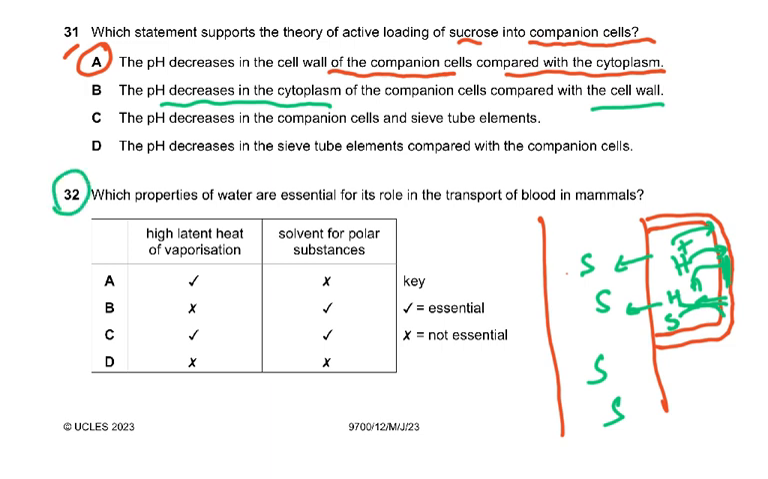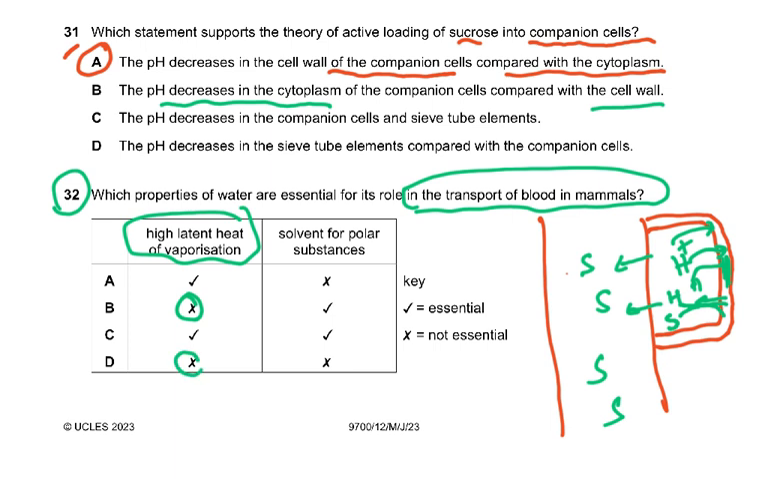Then question number 32. Which properties of water are essential for its role in the transport of blood in mammals? Now, it can't be high latent heat of vaporization. We're not using that, the water is just transporting. The fluid plasma is mainly water and it's just transporting. It is transporting what? Glucose, so it is a solvent for polar substances. So, the answer is B. It is a solvent for polar substances.